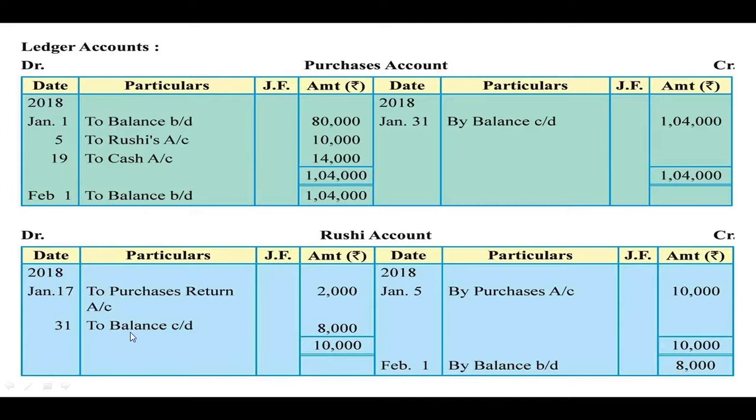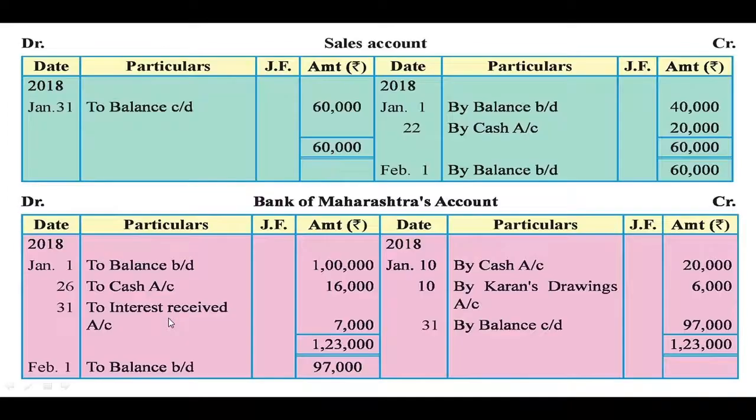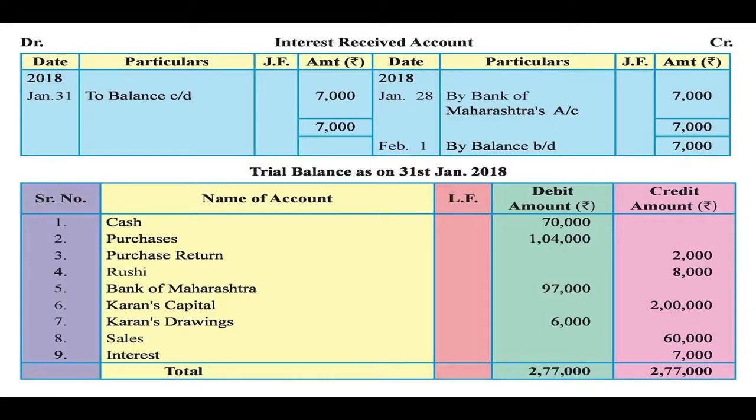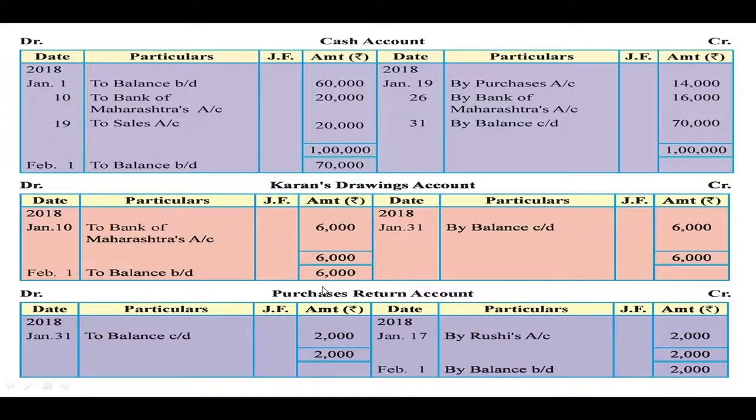Now you can see here that this closing balance is on the debit side. So in the trial balance this will be transferred on the credit side. So here you can see Rushi's account is given and the closing balance is written under the credit amount column.